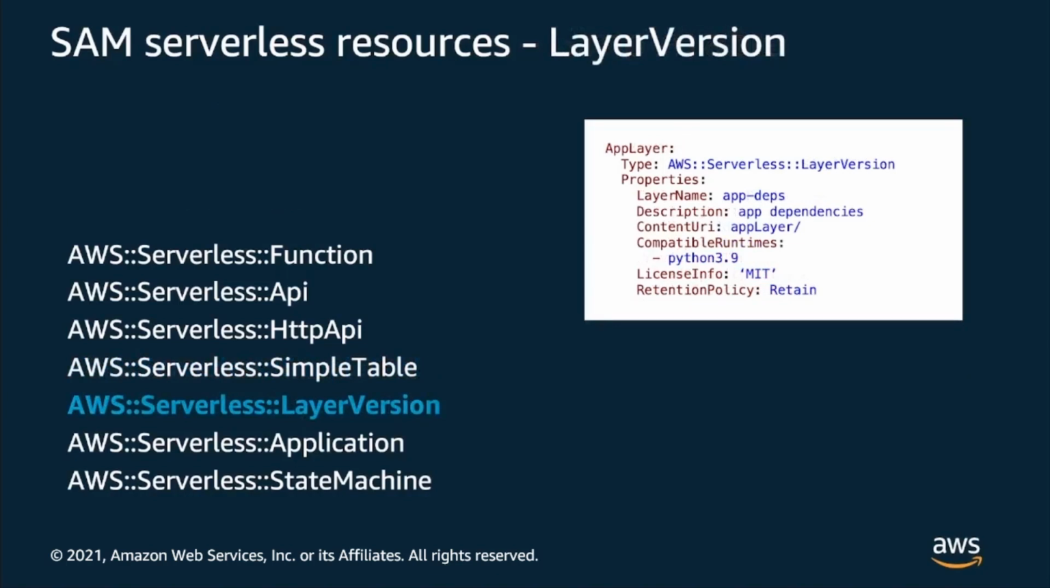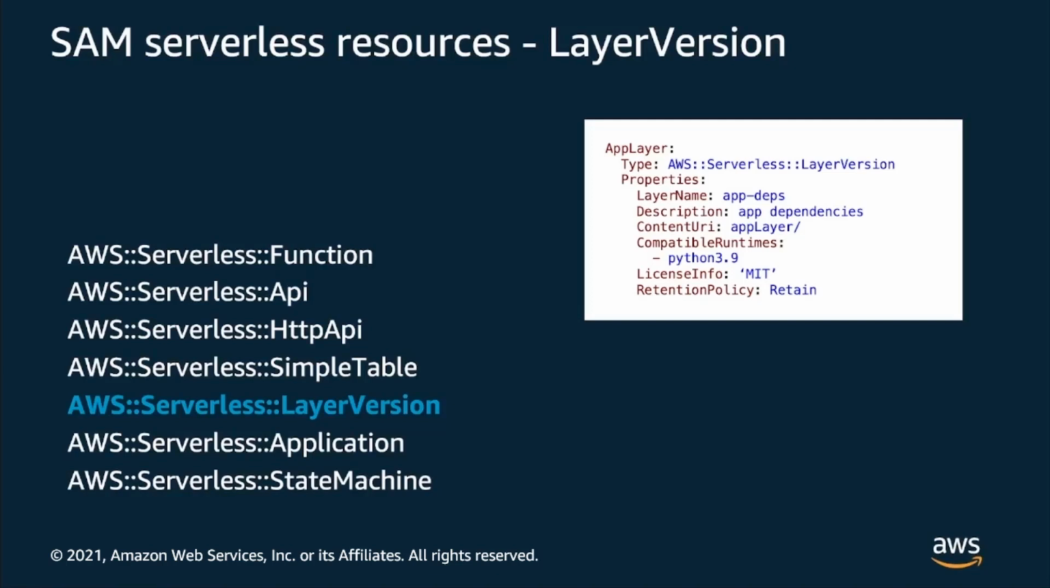The next one we have is the LayerVersion. And the LayerVersion has to do with Lambda layers. If you're not familiar, Lambda layers allow you to store your dependencies for a Lambda function outside of the function itself, and they're pulled in as a layer at deployment time. And this is great because this becomes handy if you want to share the same dependencies across multiple Lambda functions within the same application or within the same organization or even publicly.